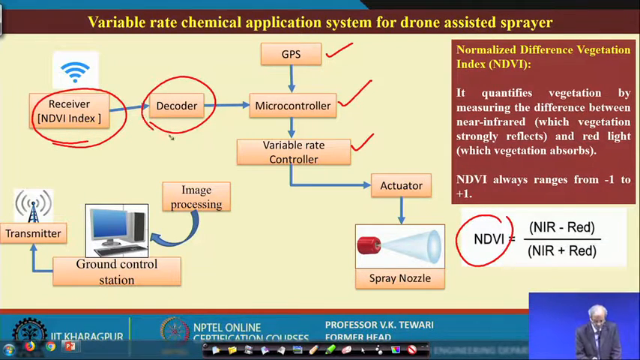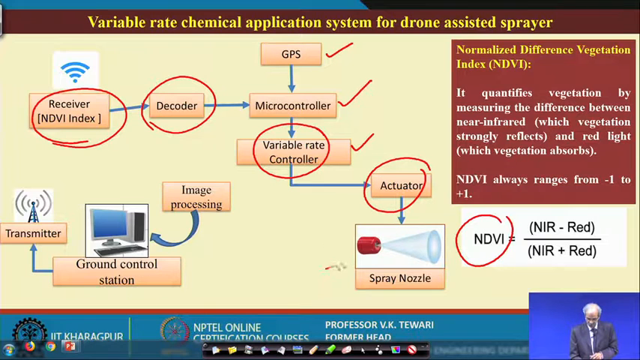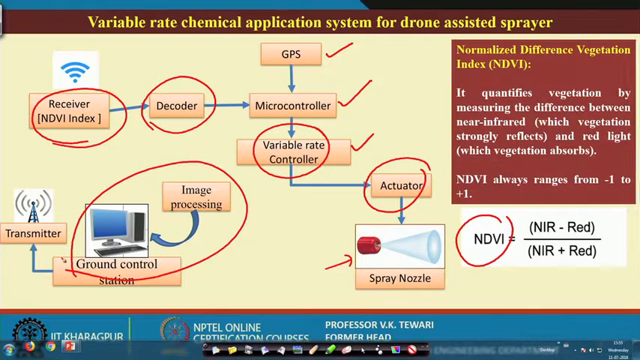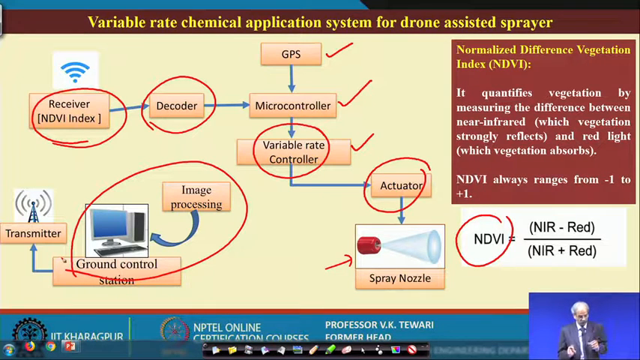So, this needs to be decoded, and then it will go to the microcontroller, which will again inform or say that there should be a variation in the rate of the controller. Then it will go to the actuator, and then ultimately it will go to the spray nozzle. Now, of course, the transmitter which will talk to the ground station, and then image processing etc., has to be done. So, as you have seen, the variable chemical application takes place with respect to the NDVI. If you find that the NDVI is up to the mark or not, accordingly you need to change this variable rate through the instruction of the microcontroller, and then the spray nozzle will give you the amount.